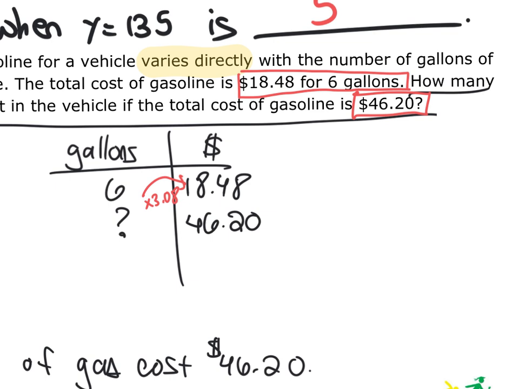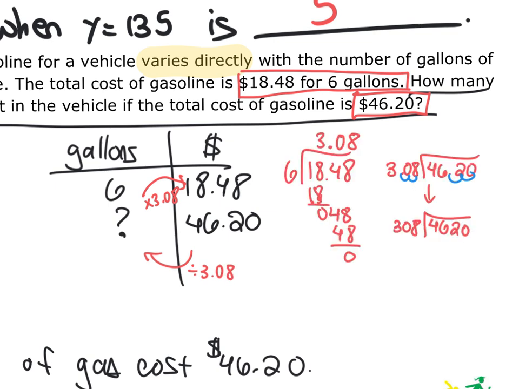So then I could get my answer by saying, well, what's $46.20 divided by $3.08? If I multiply both my dividend and my divisor by 100, I could divide some easier numbers instead. 4,620 divided by 308. Still not exactly easy, but not too hard, because 308 only goes into 462 once. And that division comes out to 15. So 15 gallons of gas would cost $46.20.